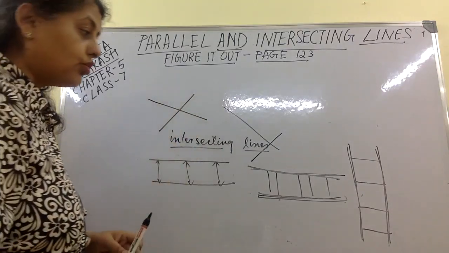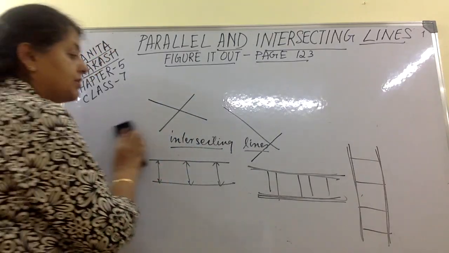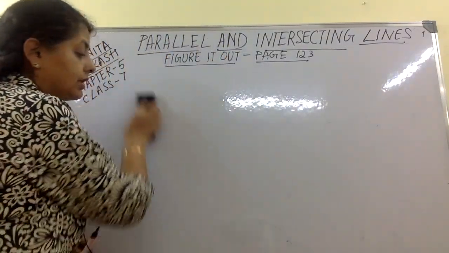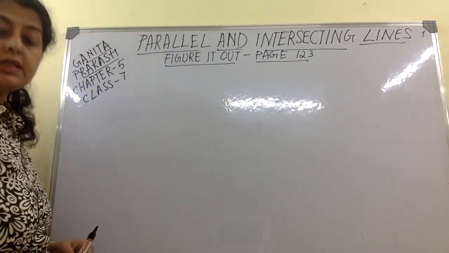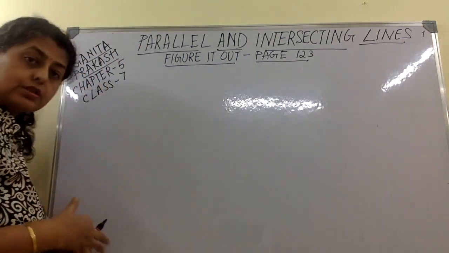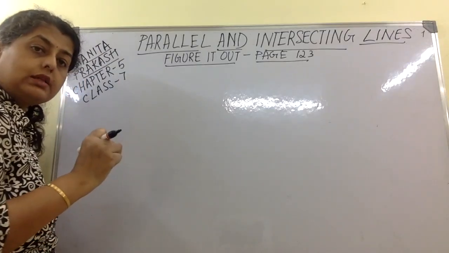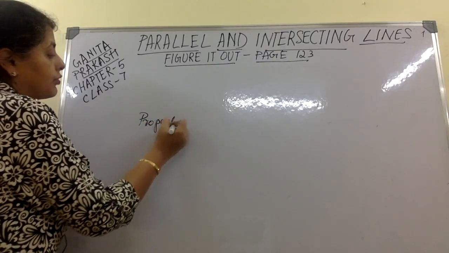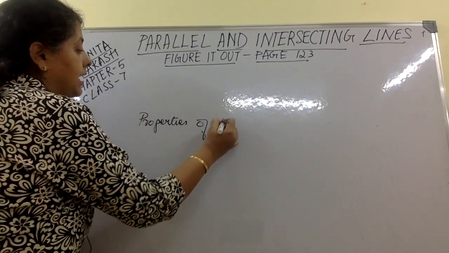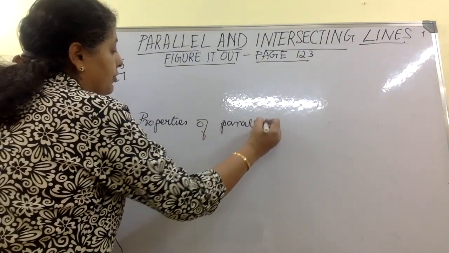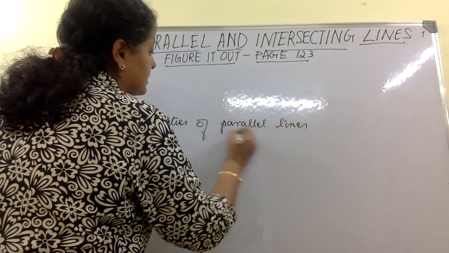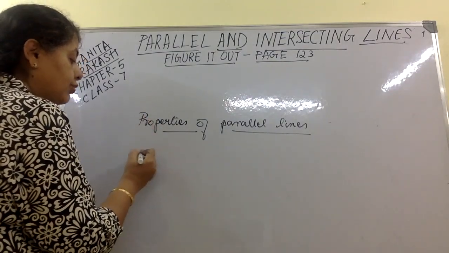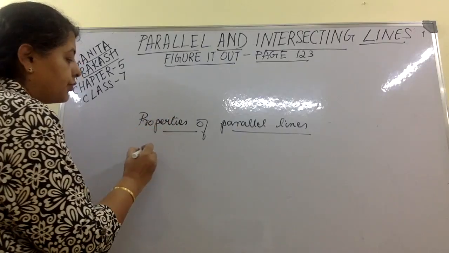Now there are some rules. Parallel lines don't meet, and they don't intersect. There are some properties of parallel lines on which the questions from this chapter will be based. What are the properties of parallel lines? There are about 3 to 4 properties.